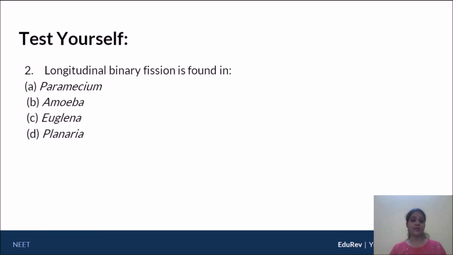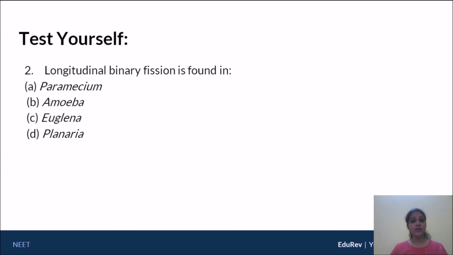Let's go to the second question. Longitudinal binary fission is found in dash, and you have four options: Paramecium, Amoeba, Euglena, and Planaria. Why the word longitudinal very specifically? If we take Paramecium, it has cilia all over, so it does not matter whether I cut it transversely or longitudinally. Amoeba is irregular in shape, so it does not matter how I cut it. In Planaria, we don't speak about binary fission, we speak about regeneration.